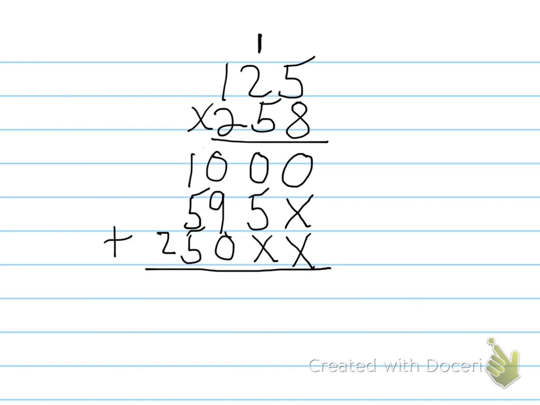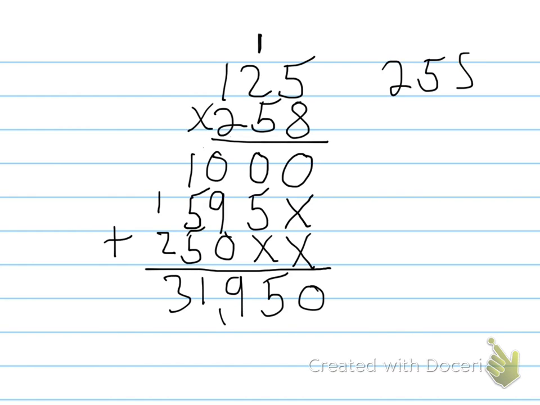Add these up down here, 0, because these placeholders are worth nothing, so they're just like zeros. 5, 9, 11, and 3. So 125 times 258 is 31,915. And normally you would do it in this way, but either way will work.